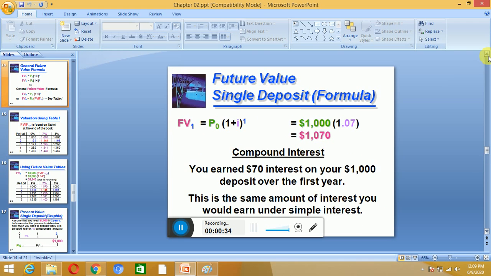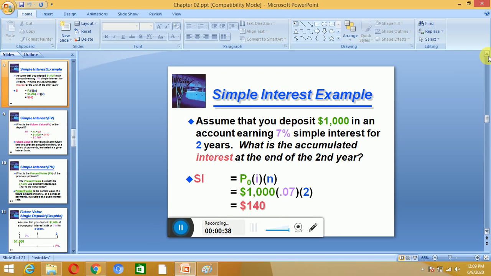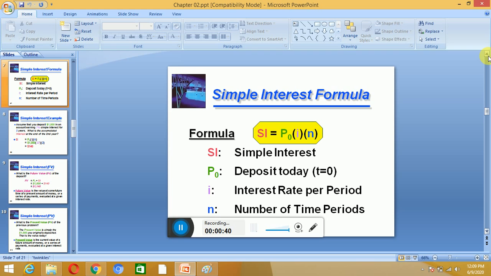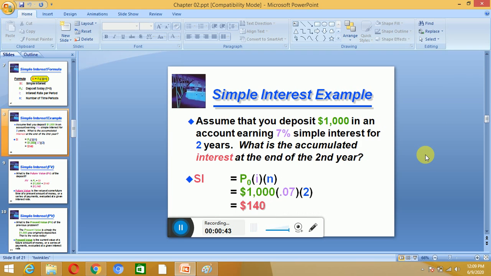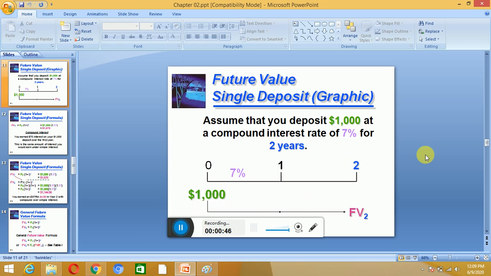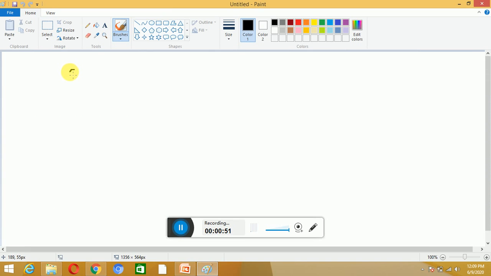If I show you the whole chapter, we discussed the simple interest formula, then we discussed the compound interest formula. Some of you may remember, this was the simple interest formula: SI is equal to P naught, I, and N.